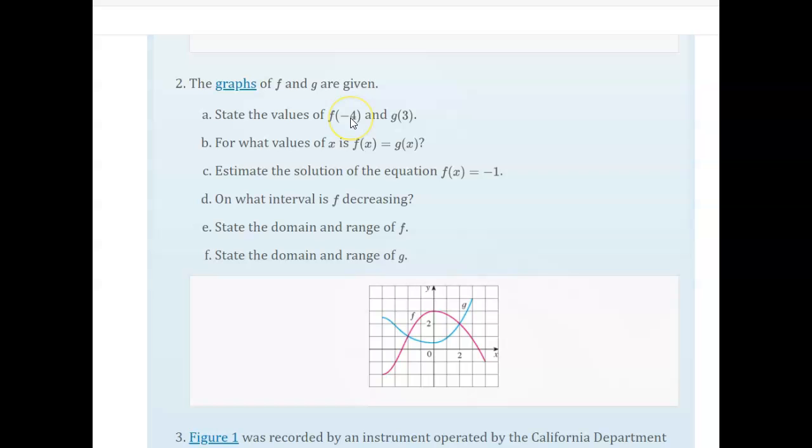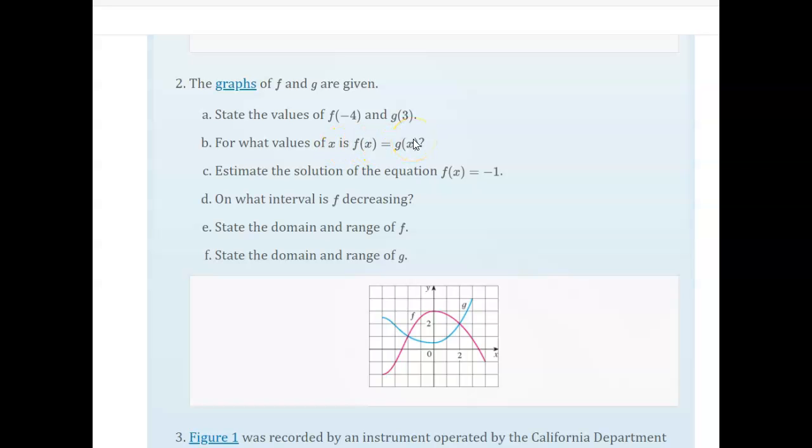They want us to take the values of f at negative 4. Well, f of negative 4 means go to the x that equals negative 4 and find the y value. So we're looking at the f graph, which is the purple or pink one here. At negative 4, it looks like the value for f is negative 2. If we look at g of 3, it looks like that value is 4.